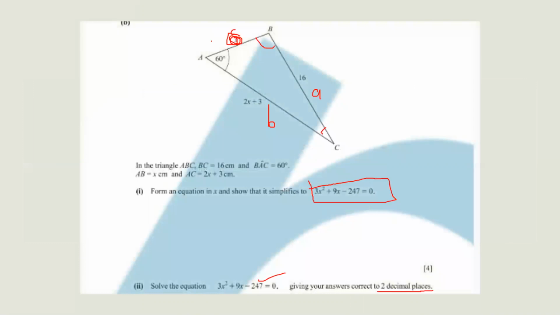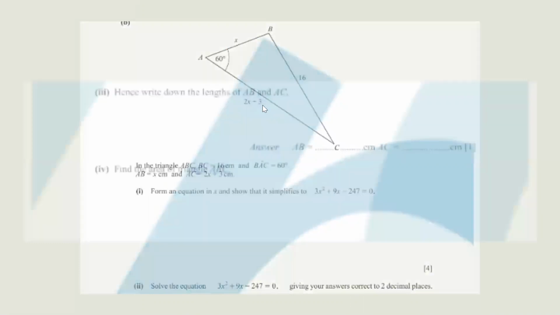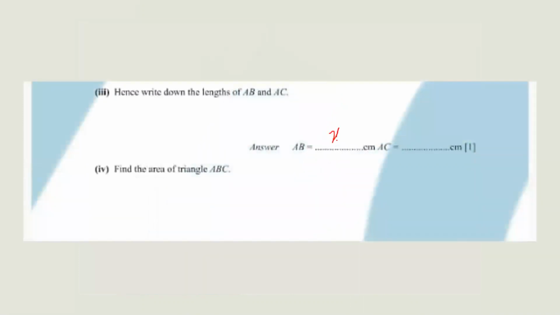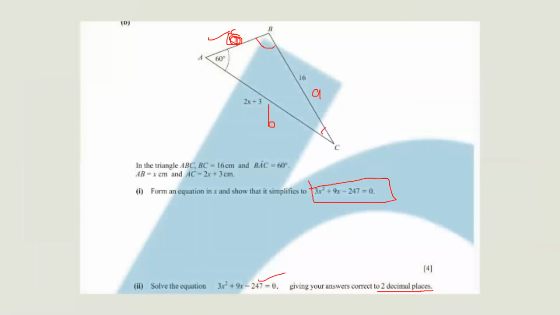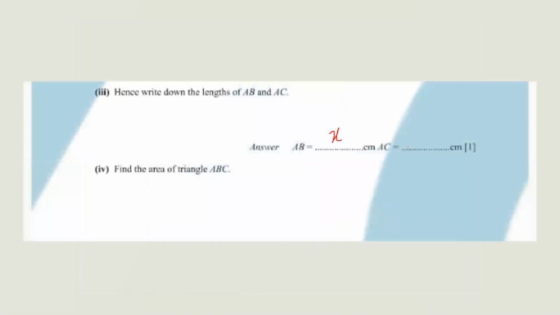So you're just going to use the positive answer. The positive answer, x, will become AB. So you can write whatever value for x comes out. And for AC, you're going to multiply that value by 2 and add 3 to it, to find both of your lengths by replacing the values you find from the quadratic equation. Then you want to find the area of triangle ABC. You can simply use half into AB into sine C because, again, this is a non-right angle triangle.